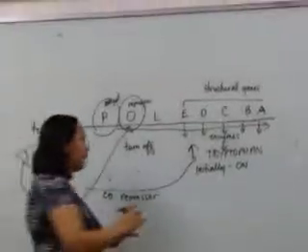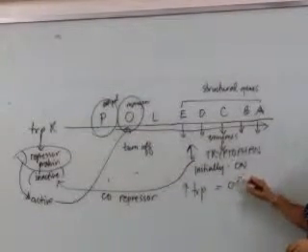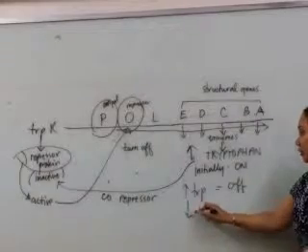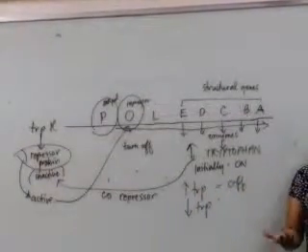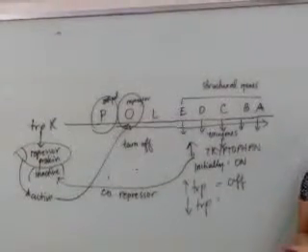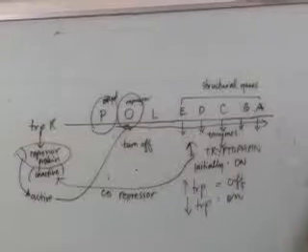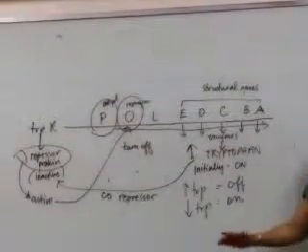So ibig sabihin, when you have here a higher amount of tryptophan, that would indicate the turning off of your system. But if there would be a lower amount of tryptophan, there would be no more tryptophan that would serve as a co-repressor, therefore that would indicate your system to be turned on. Did you get this one?